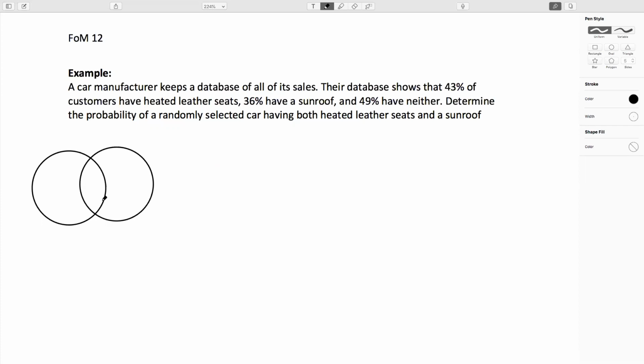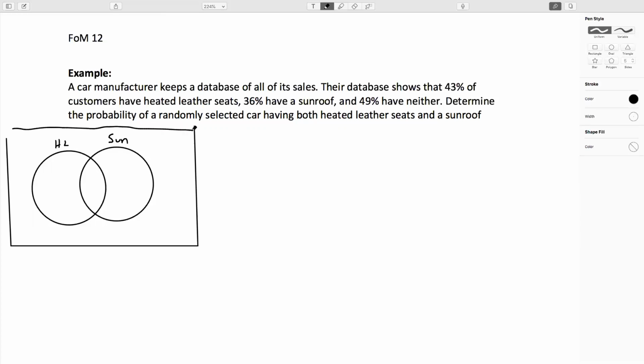So let's say heated leather will be over here, and sunroof will be over here. We also have to account for the people who don't have either. That's going to be the outer portion of the set. I don't know if I really like this notation, if I'm being completely honest. I've always thought of this outer portion as meaning the entire population, and this Venn diagram is a portion of it. So it's not the best way to represent it, but it works, and it is a visual representation. And then this is neither.